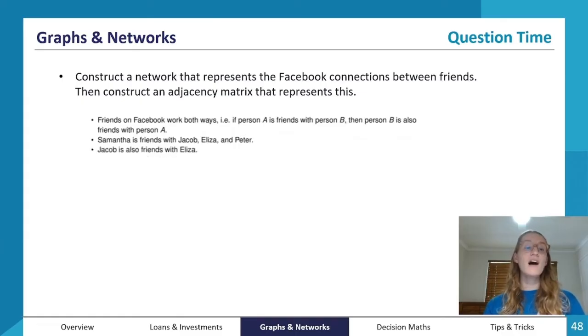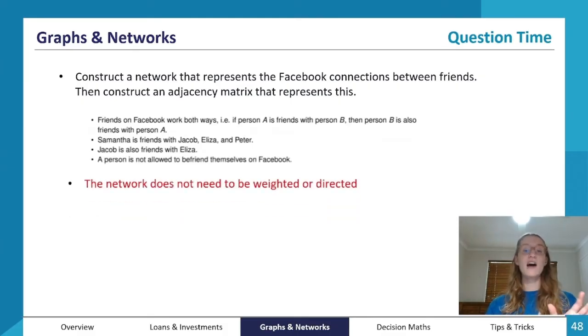So Jacob is also friends with Eliza. We have Samantha is friends with Jacob, Eliza, and Peter. And a person can't befriend themselves on Facebook. So that tells us that we can't have any loops. And the network, like I said, doesn't need to be directed because the connections go both ways, and it doesn't need to be weighted because there's no weight associated with it. A connection represents just the presence or absence of a friendship on Facebook.